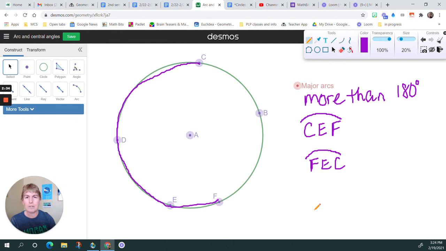They're always going to be bigger than 180 degrees, more than half of the circle, and we're always going to use those 3-letter names to name them.